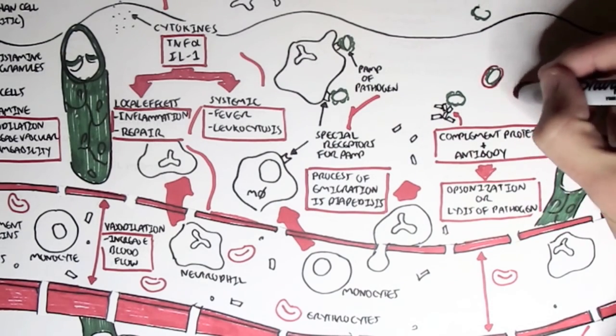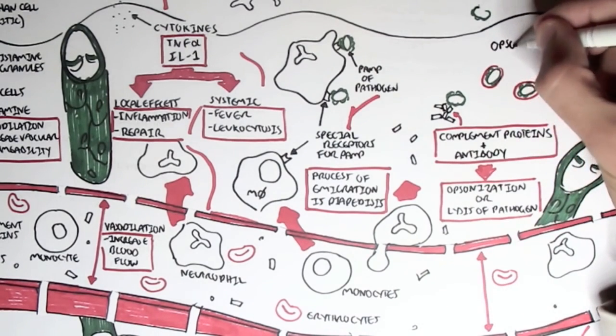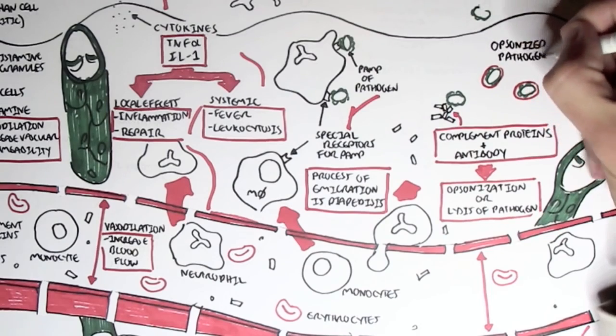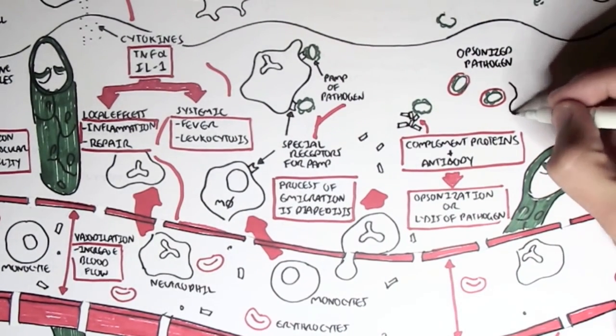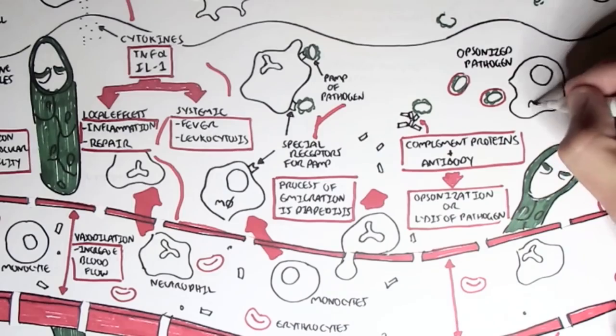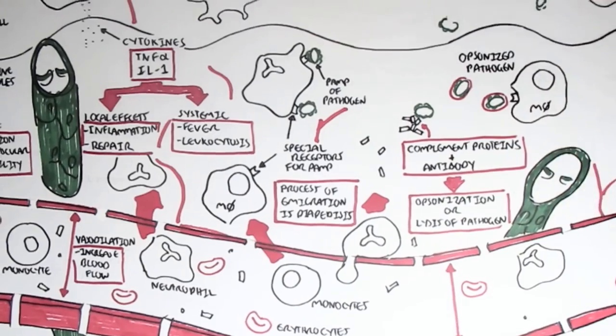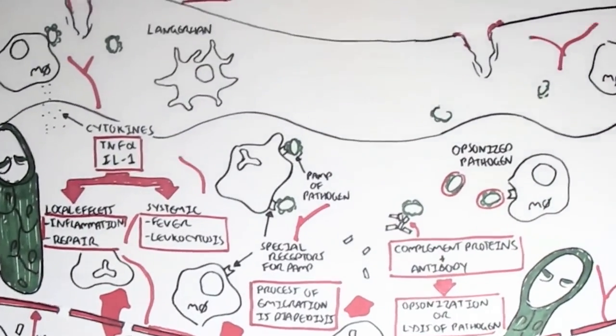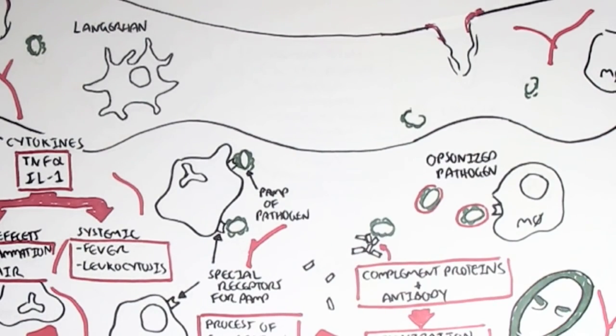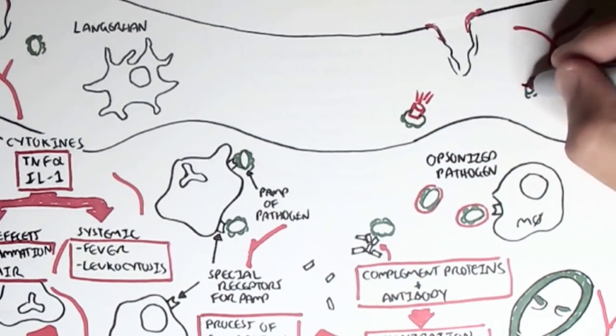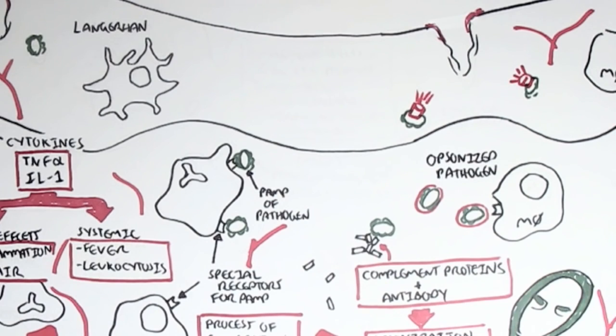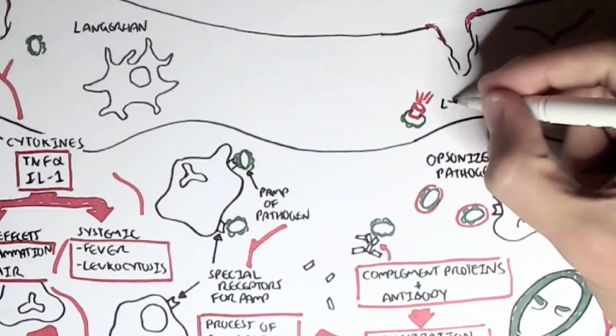Opsonization of pathogens by complement proteins and antibodies essentially coats the pathogen. This allows phagocytes, such as neutrophils and macrophages, to detect these pathogens more easily and destroy them. Now, lysis of a pathogen is essentially when a hole is created in the pathogen, the bacteria, causing it to burst.